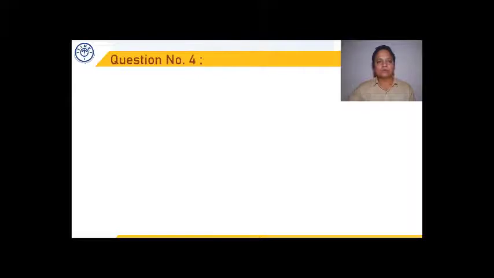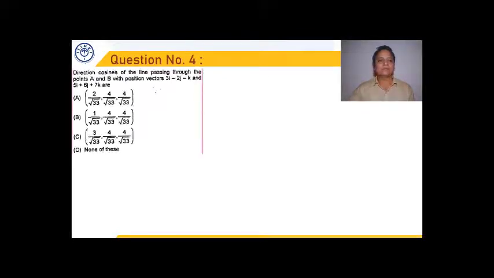Now moving to question number 4 of the handout. It says the direction cosines of the line passing through the points A and B, with position vectors of A and B given. So if a vector is ai plus bj plus ck, the direction ratios are a, b, c and the direction cosines are a upon the modulus of the vector, as we can calculate the direction cosines.